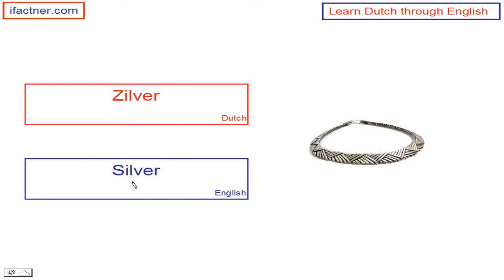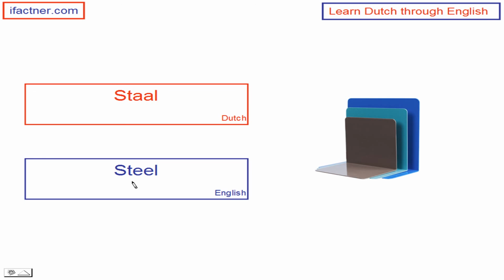Silver is called zilver. Zilver. Steel is called stahl.